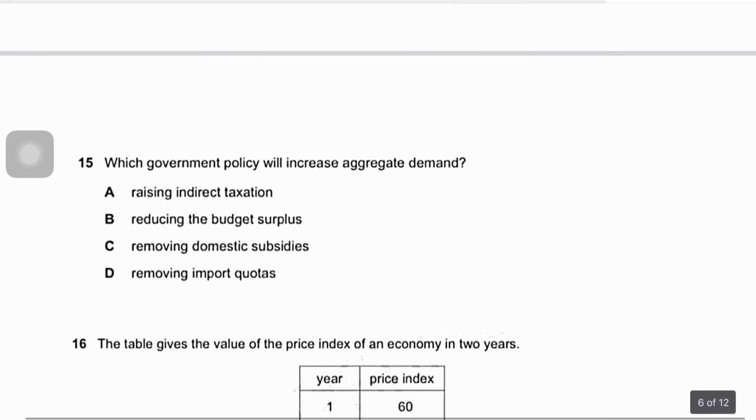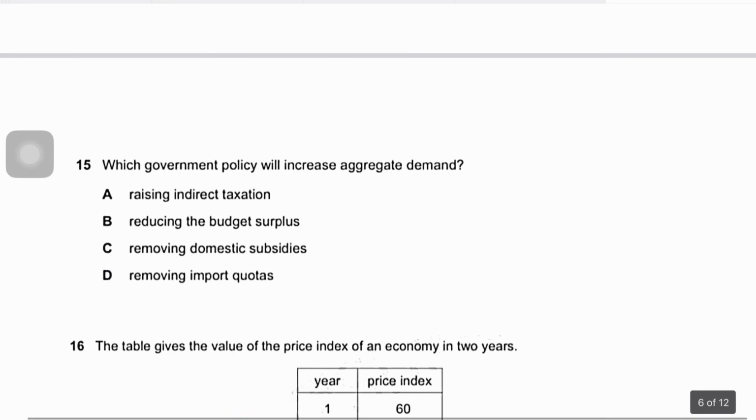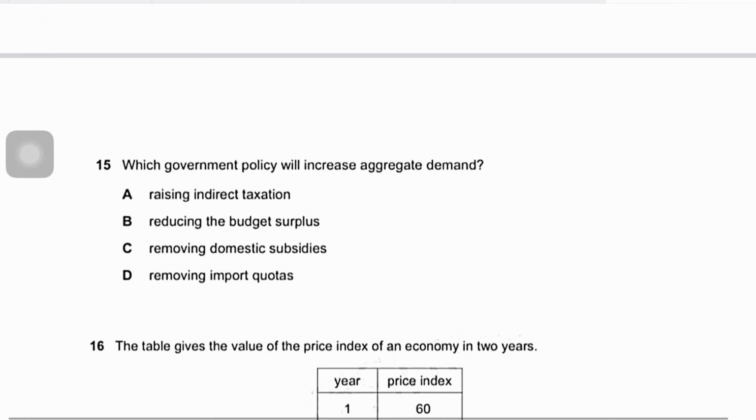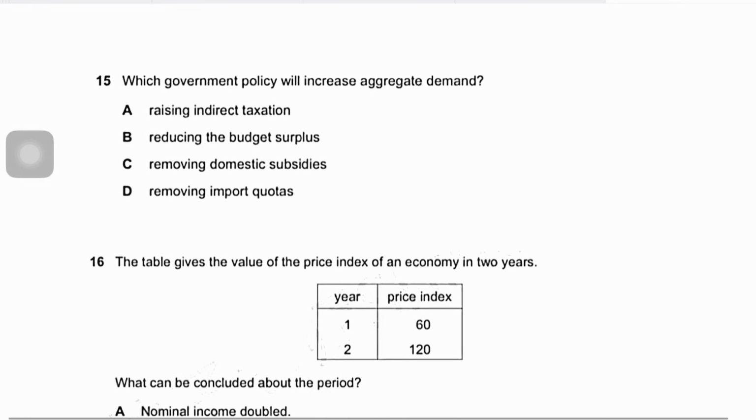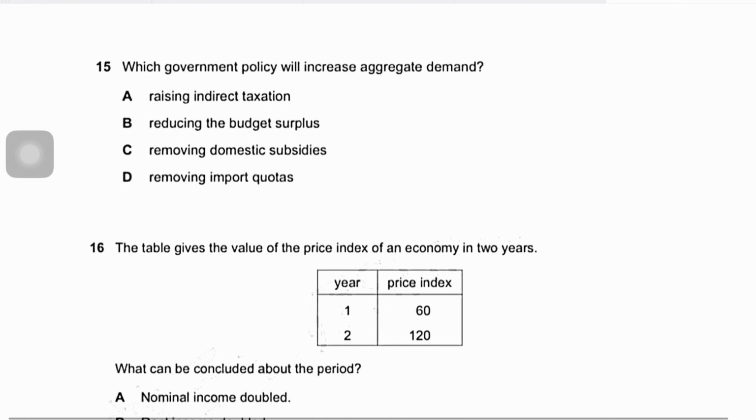Okay, guys, moving forward, the next question, which should have been question 11, but we don't have questions 11 to 14 right now, so we'll directly start from question 15. Can't do much about it. Question 15 says, which government policy will increase aggregate demand?